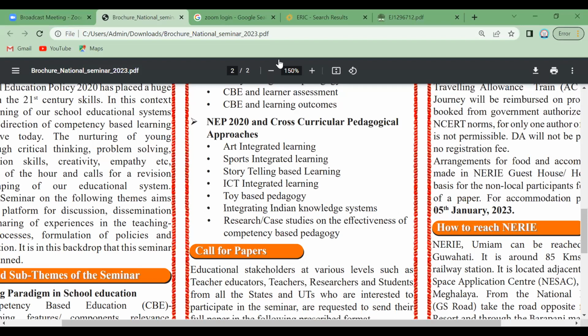Here I would like to give you some examples regarding this. For example, most of us know about stop motion animation. It's a very simple process, which is called ICT integrated learning, where you can take photos and make animations using that. So, art integrated learning and ICT integrated learning. Let me share some examples here.